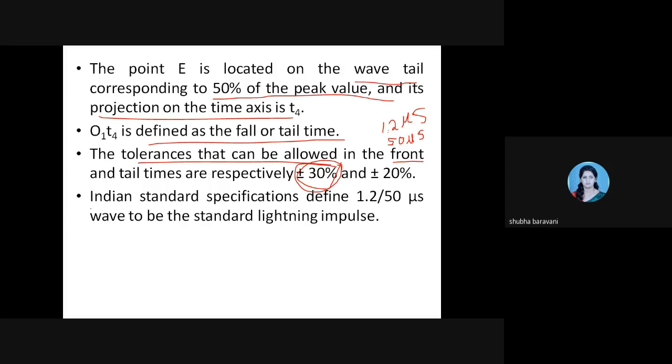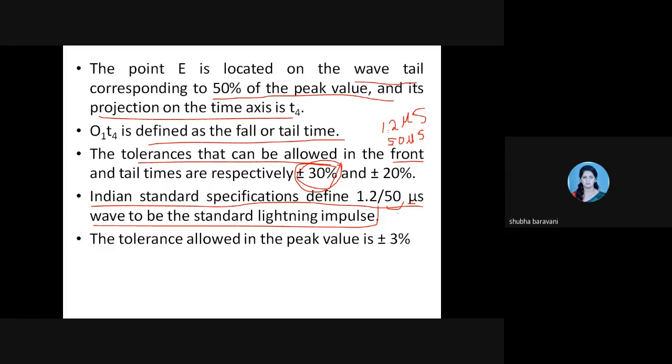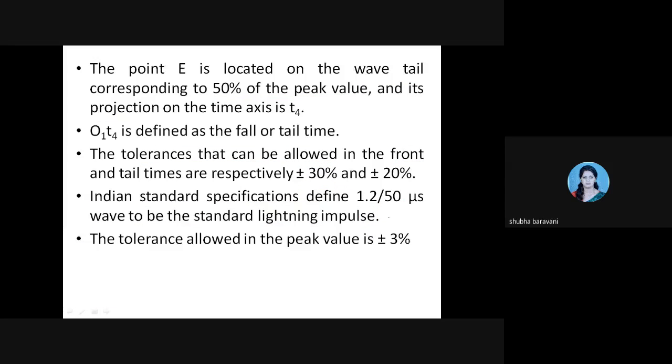See, here it is written, Indian standard specifications define 1.2 by 50 microseconds wave to be the standard lightning impulse wave. It means in practical power systems, when you see a lightning impulse striking a power cable, it is said to have the wave shape of front time of 1.2 microseconds and tail time of 50 microseconds. Is it clear up till here?